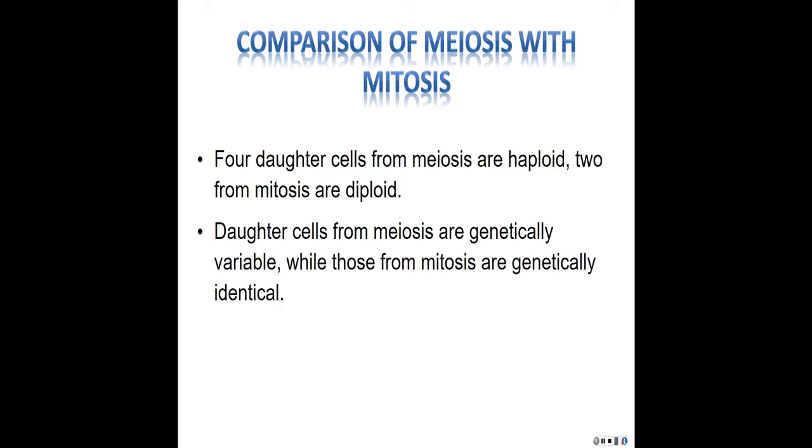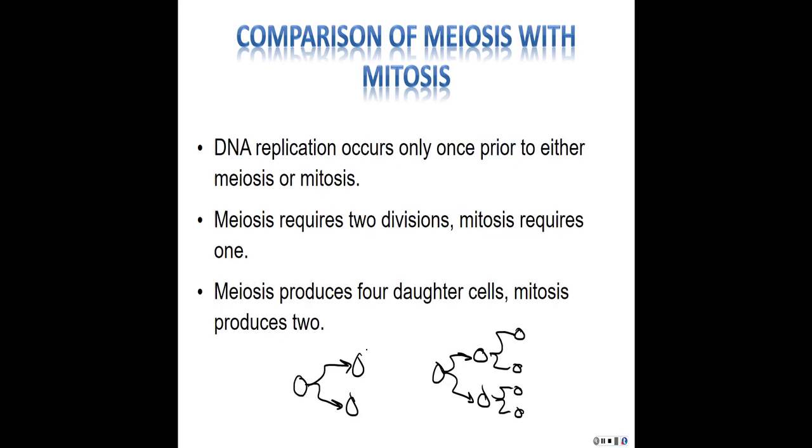The 4 daughter cells from meiosis are haploid. The 2 from mitosis are diploid. So the parental cell is 2n. The parental cell is always 2n, diploid. In mitosis, the daughter cells are also 2n. And in meiosis, the daughter cells are n. And the 2n to n happens in meiosis 1, which is called the reductive cell division. Meiosis 2 looks pretty much the same as mitosis.